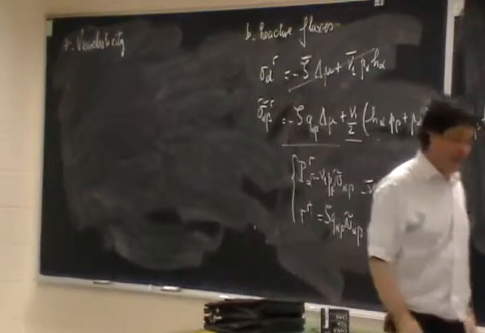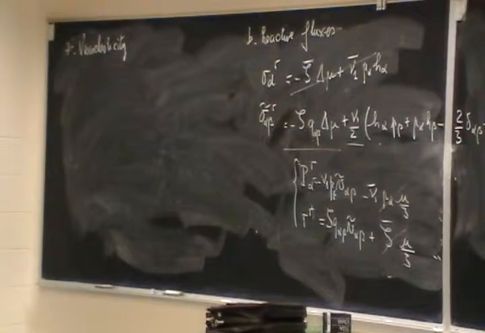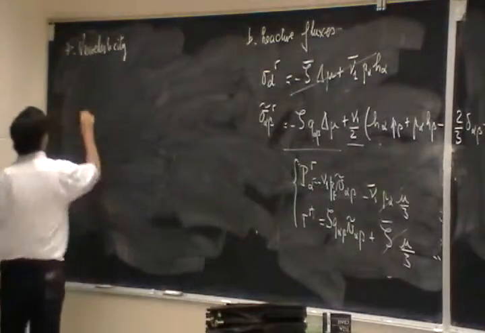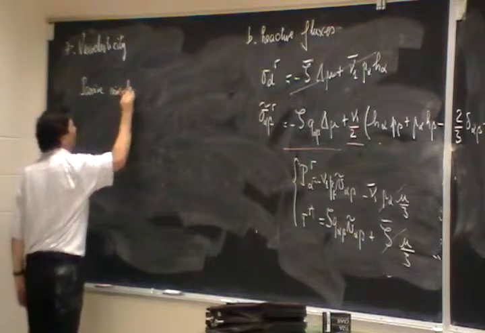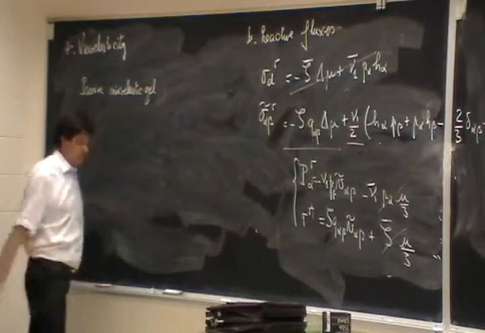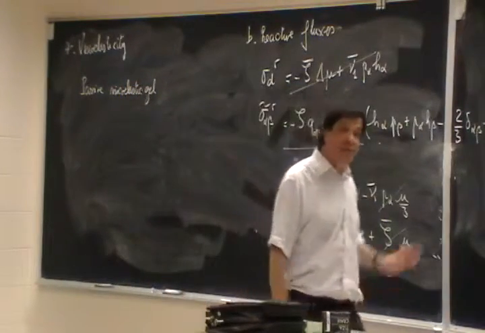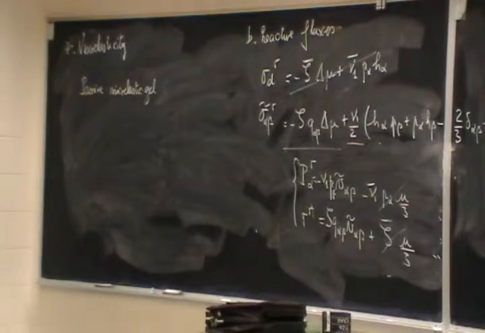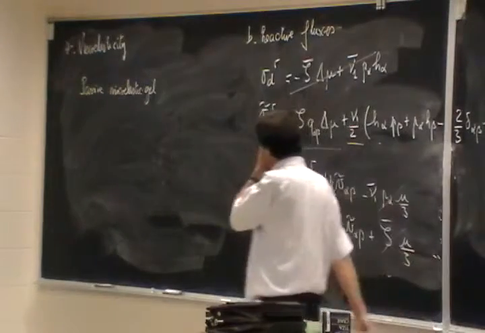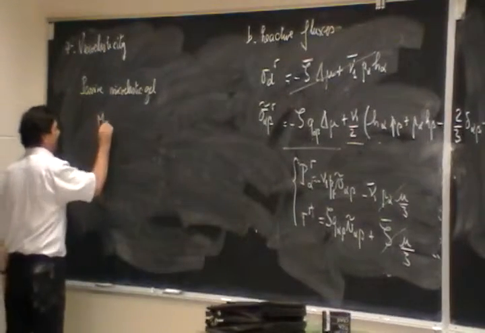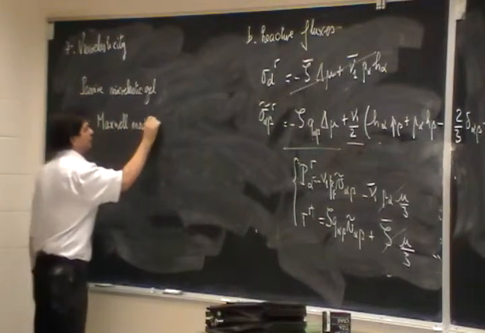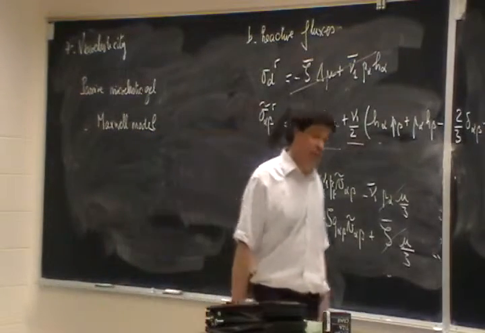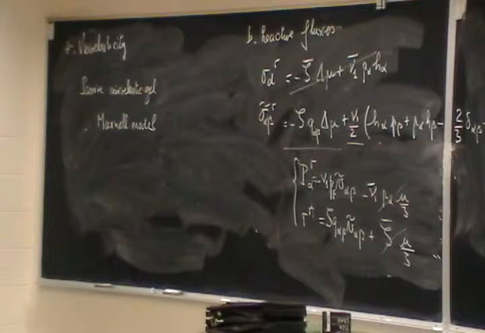So let's first discuss a passive system, so a passive viscoelastic. The simplest model that I know for a viscoelastic gel is something called the Maxwell model. What the Maxwell model gives you is called the constitutive equation. A constitutive equation is a relationship between the stress and the velocity gradient.